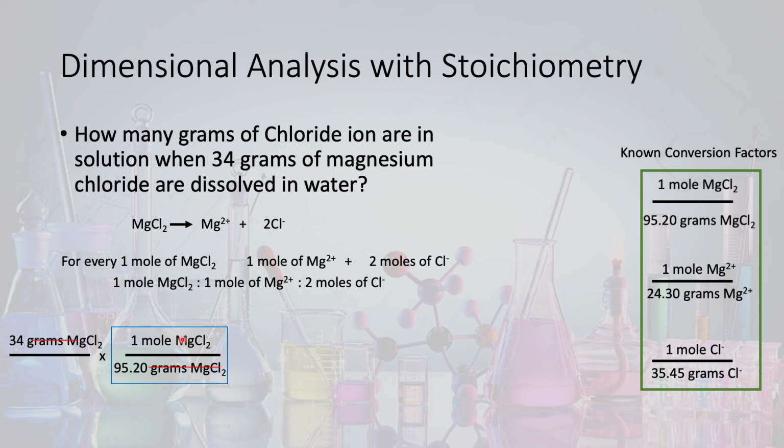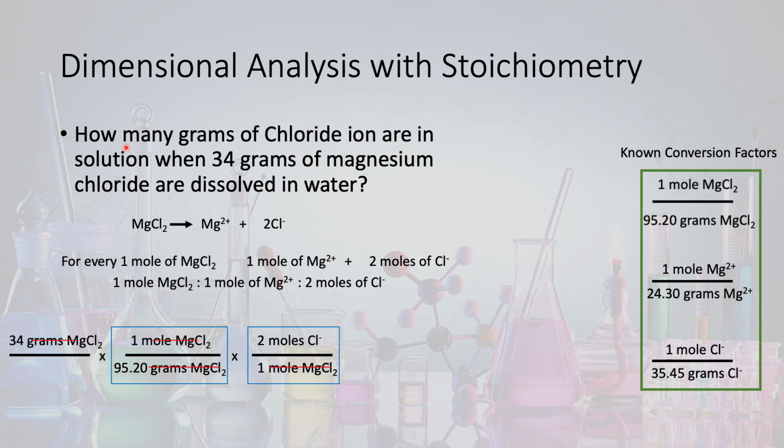So if we place this over here and multiply our values together, we cancel out grams magnesium chloride, and now we have moles magnesium chloride, which we can use to directly compare the number of moles of chloride ion produced in this chemical equation. So if we place this in, we know for every 1 mole of magnesium chloride we start with, 2 moles of chloride ions are produced, so 2 to 1. Multiply these together, our units cancel out. Now we have moles chloride ion.